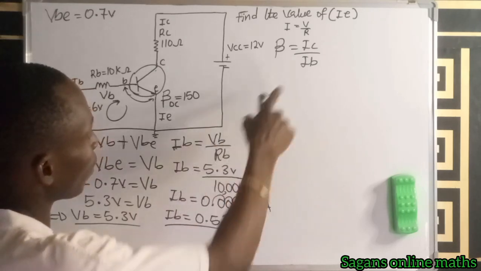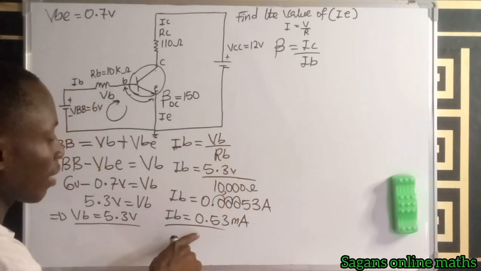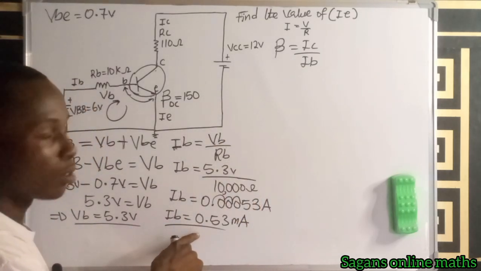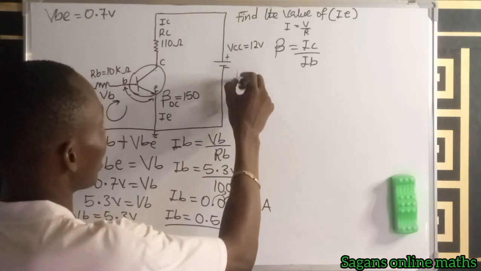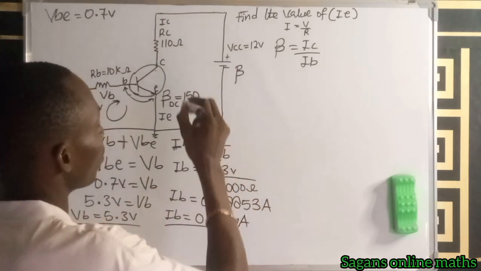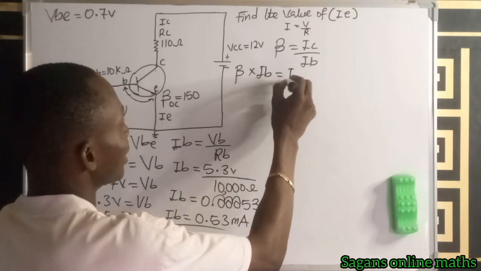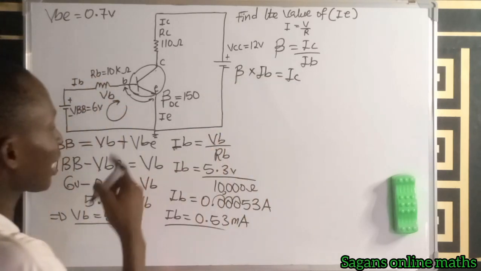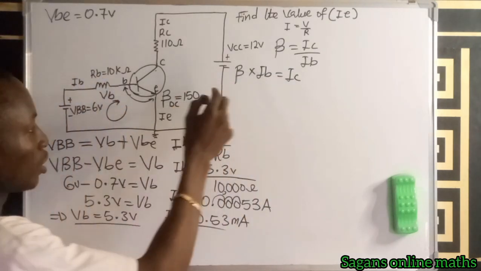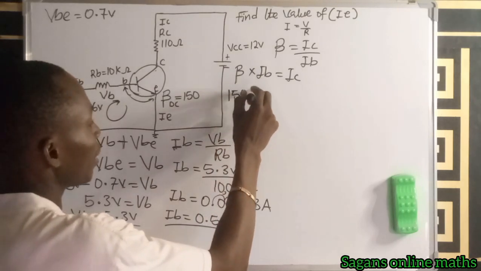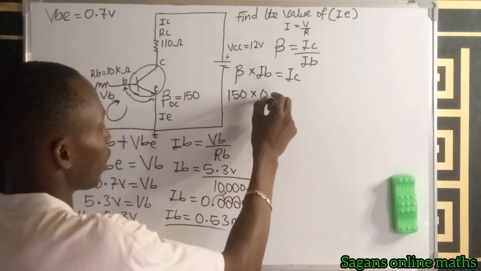So since we know our IB is 0.53 milliamp, by cross multiplying, we see that beta multiplied by IB is equal to IC. So since we know our beta, they are giving our beta here as 150, it means that 150 multiplied by 0.